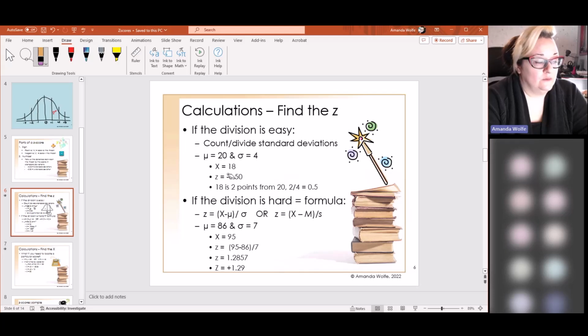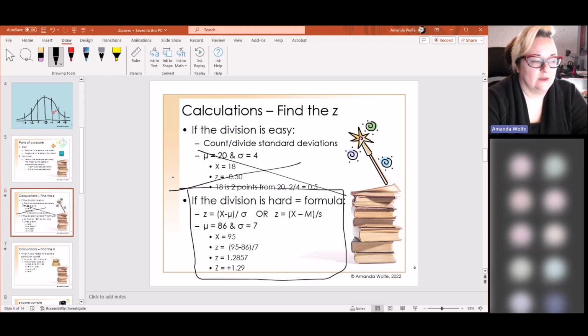But if you can't do this math in your head, do not panic. Instead, we have formulas that we can use.